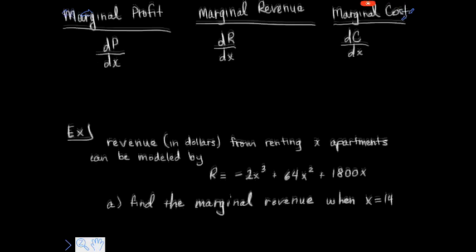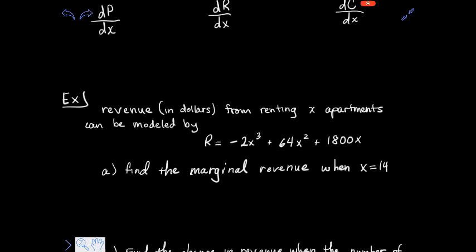So here is an example of what that would look like. The revenue from renting x number of apartments for a particular company can be modeled by this function, negative 2x cubed plus 64x squared plus 1800x. Find the marginal revenue when x equals 14. What is it they're asking us to do here? Well, x equals 14 means they're renting 14 apartments, and they want us to find the marginal revenue. So they don't want us to calculate the actual revenue if they're renting 14 apartments. What's the rate of change of revenue?